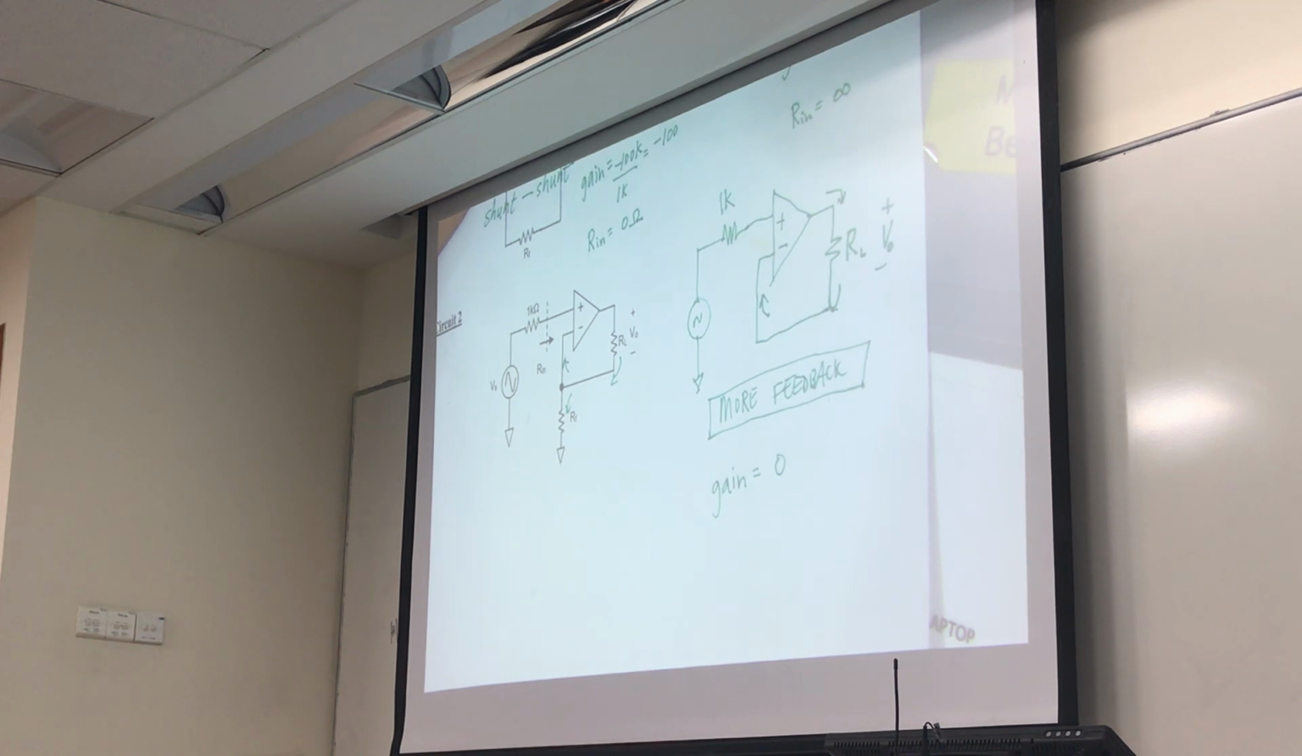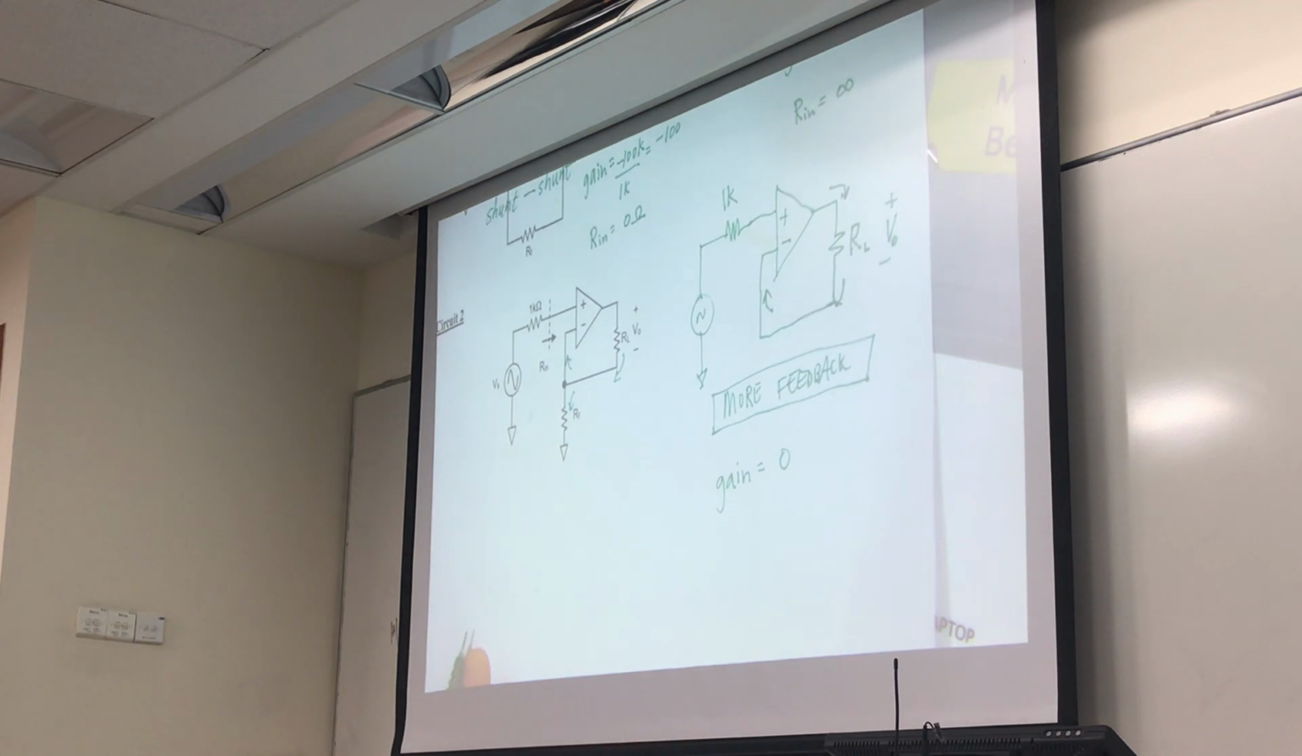Because current can't enter, there can't be any current that flows into that pin if the op-amp is ideal, right? Input impedance should be infinite. Without any current going through the load resistor, by Ohm's law, V equals IR. If I is 0, then the output voltage is 0. Doesn't matter what the input voltage is, right? If the output voltage is always 0, then the gain is 0.